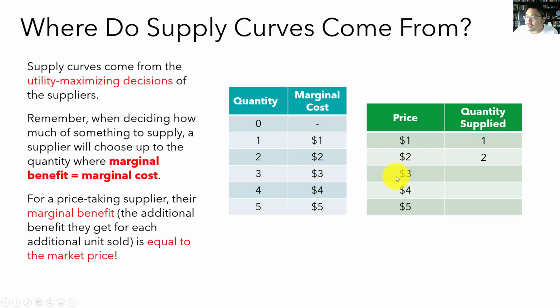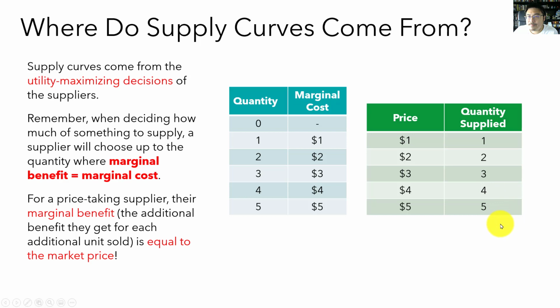At a price of $3, their marginal benefit is 3. They're going to produce up to where their marginal cost is also 3. That happens at a quantity of 3. And so at a price of $3, quantity supplied is 3. Okay? And so on. And we can fill out the rest of the table using that logic.